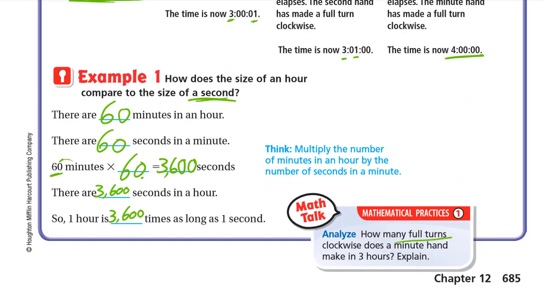How many full turns clockwise does a minute hand make in 3 hours? If the minute hand made 1 full turn, it means 1 hour. So 2 turns means 2 hours. 3 turns, it will be 3 hours. So in order to get 3 hours, the minute hand should make 3 full turns.